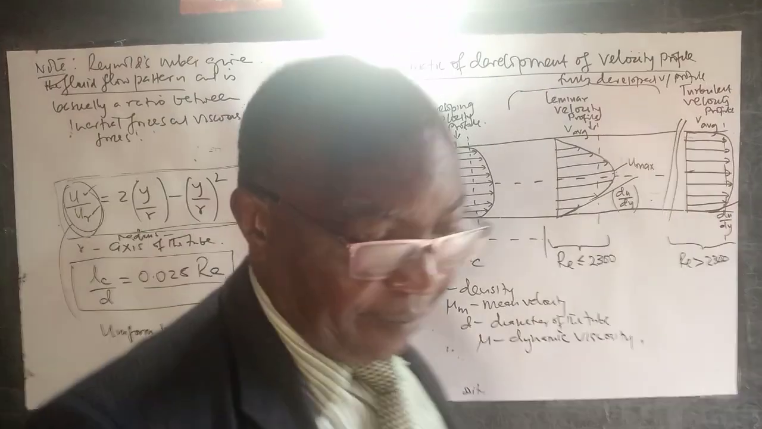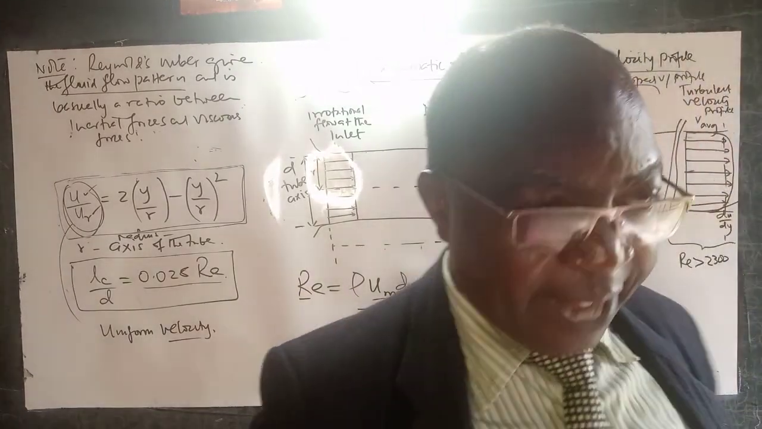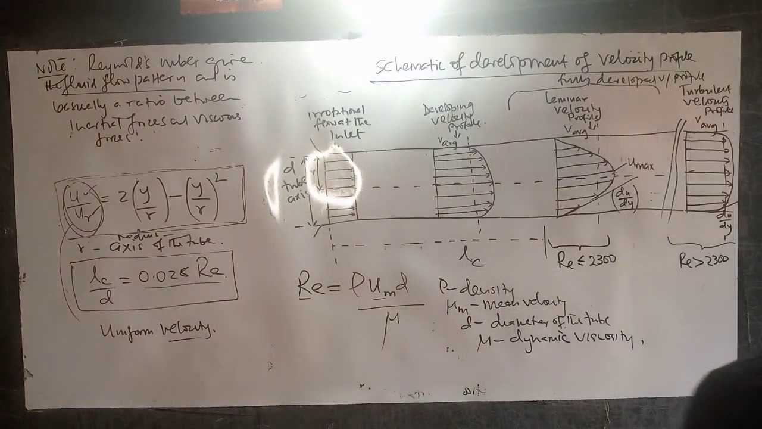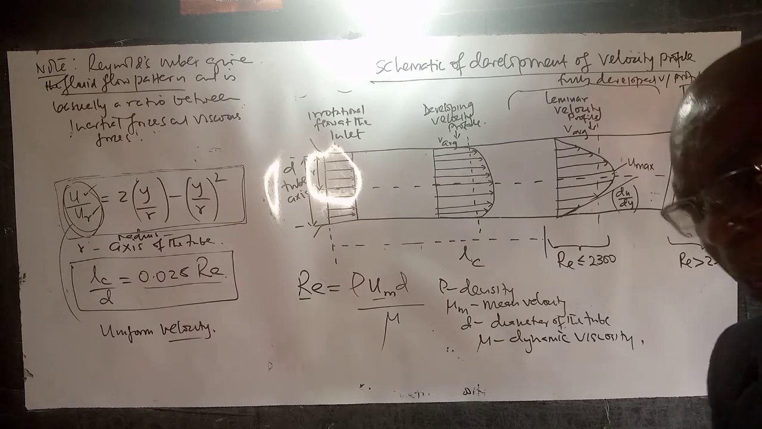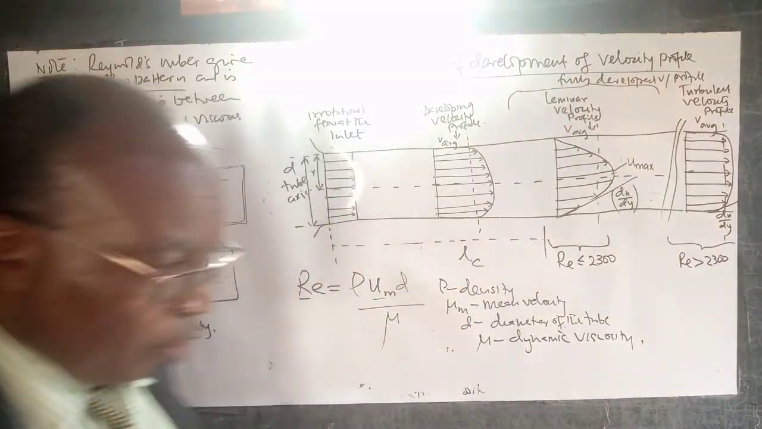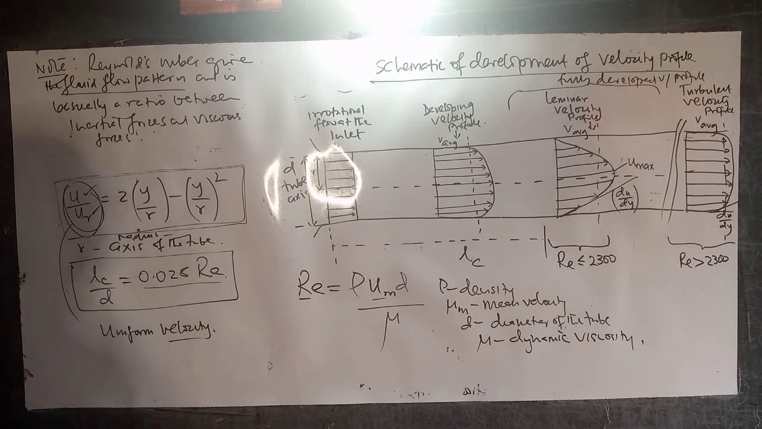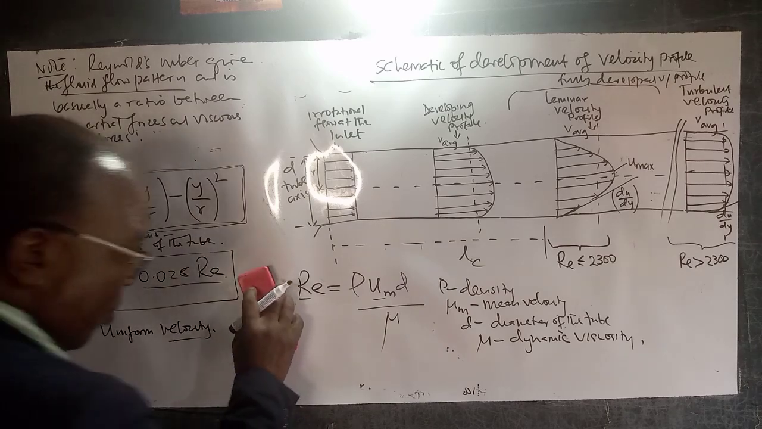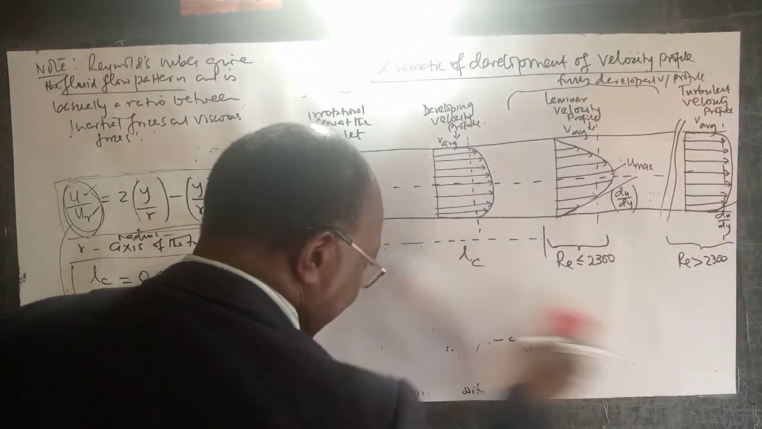So Reynolds number is a very important quantity. And for flow in tubes, the Reynolds number should not exceed 2,300. Should not exceed 2,300.